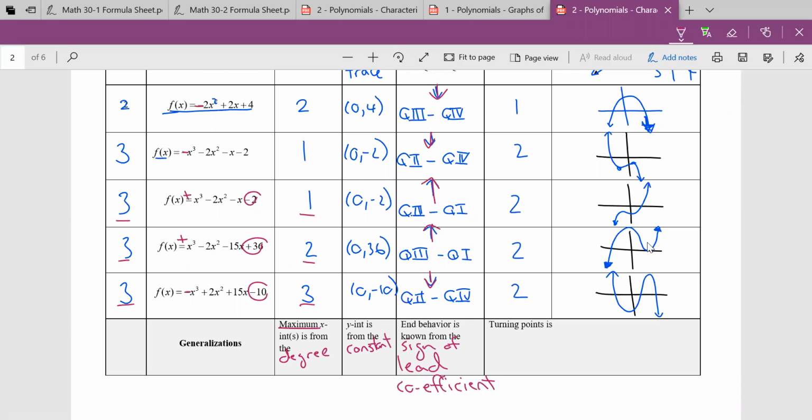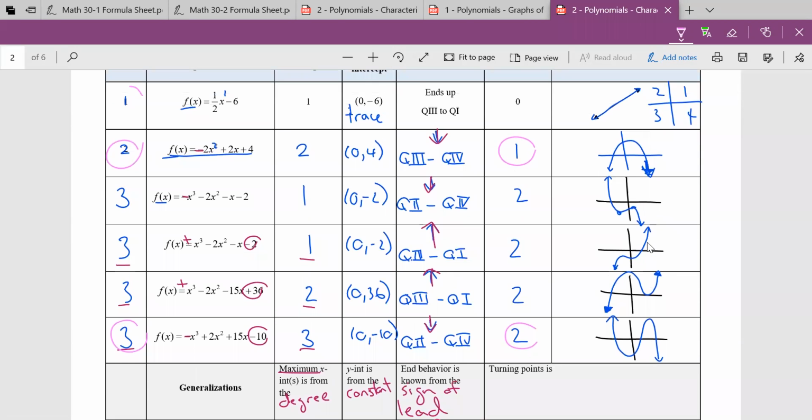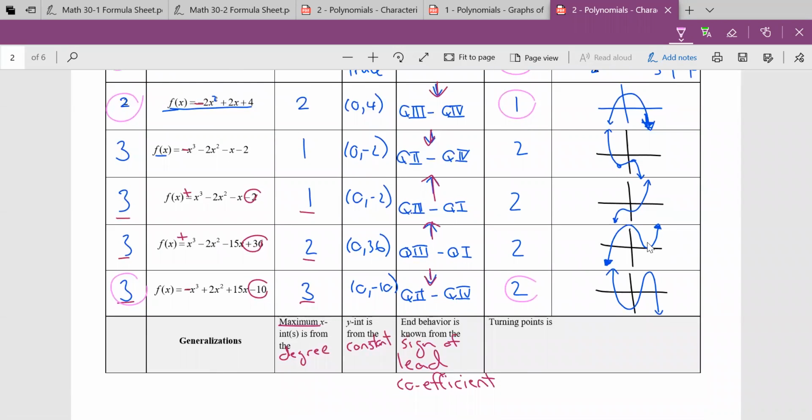Okay, number of turning points. Well, let's go hot pink here. Degree 3, 2 turning points. Degree 2, 1 turning point. Degree 1, 0 turning points. So guess what? The number of turning points is 1 less than the degree.